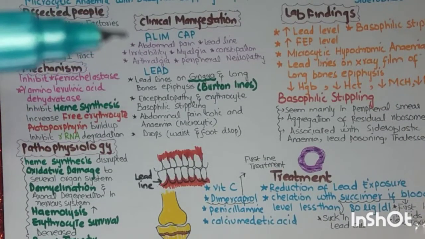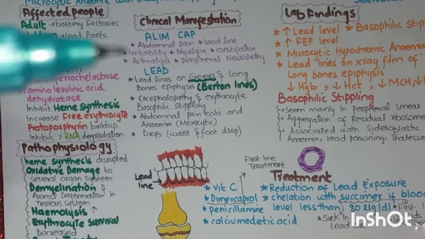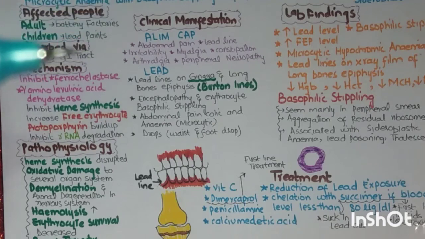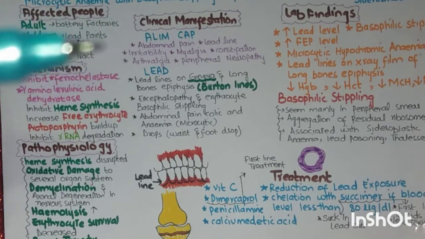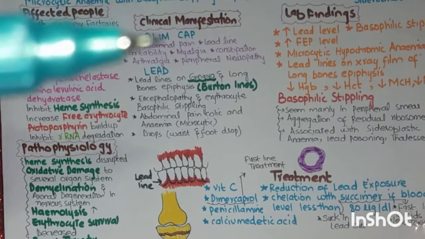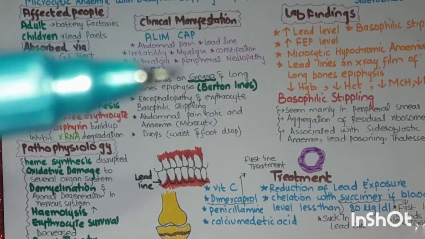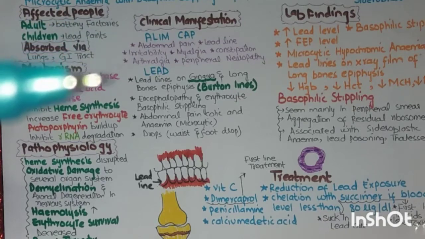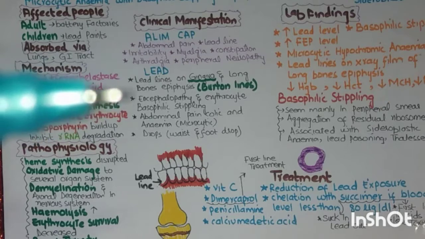Clinical manifestation. To memorize the clinical picture of anemia due to lead poisoning, I made a mnemonic for you people: ALEEM CAP. A for abdominal pain, L for lead line, Burton's line, the lead line on the gingiva. E for irritability, the person will be irritable; E for myalgia, muscle pain; M for constipation; C for arthralgia, joint pain; and peripheral neuropathy, numbness of the limbs.